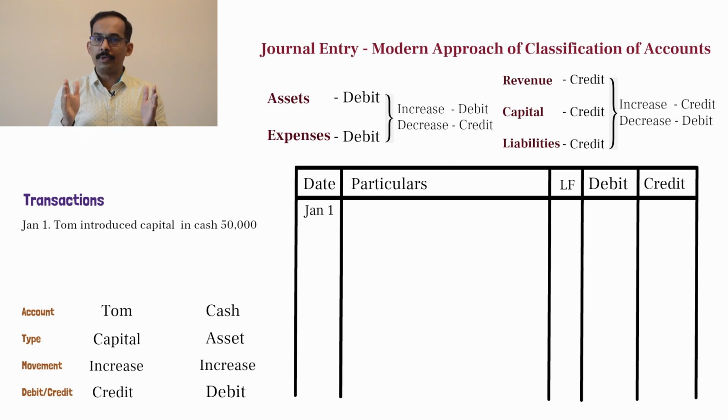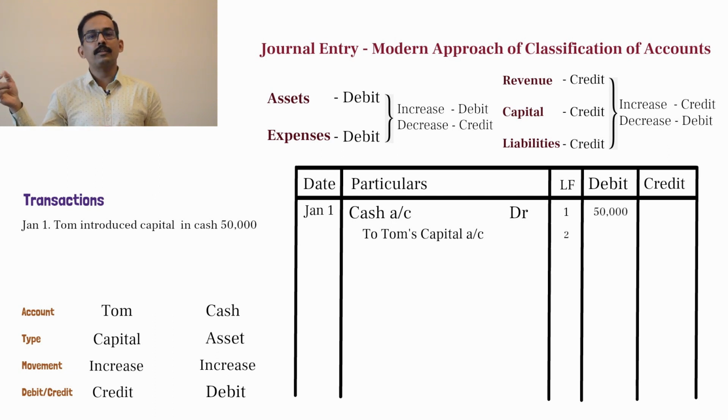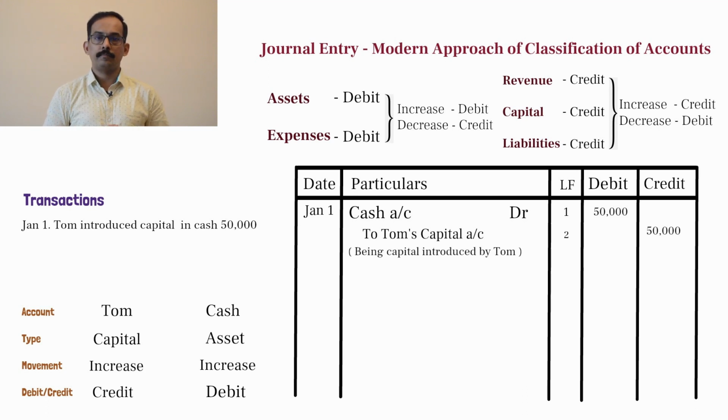So in the particulars column here, we have to mention cash account debit to Tom's capital account. In the debit amount column, 50,000 for the cash that is being debited, and in the credit amount column, 50,000 for the capital that is being introduced into the business.